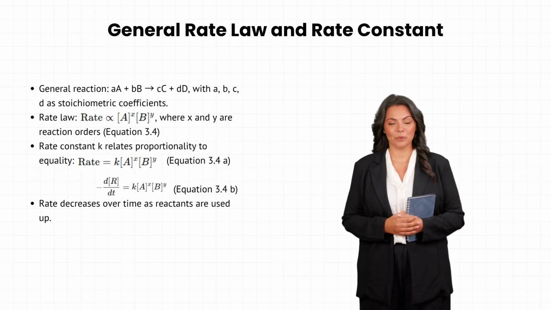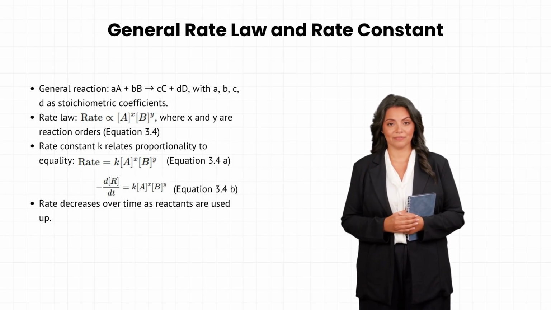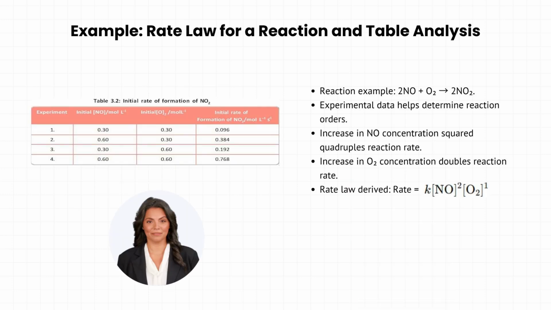Now, observing equation 3.4 on your screen, notice how each part fits in this rate law framework. Take a moment and imagine if the exponent on A was 0. What would that signify for the reaction rate? Think for 15 seconds. Here we see a fascinating example with the reaction of nitric oxide, NO, and oxygen, O2, forming nitrogen dioxide, NO2. Table 3.2 on your screen shows how changing initial concentrations of NO and O2 impacts the rate at which NO2 forms.